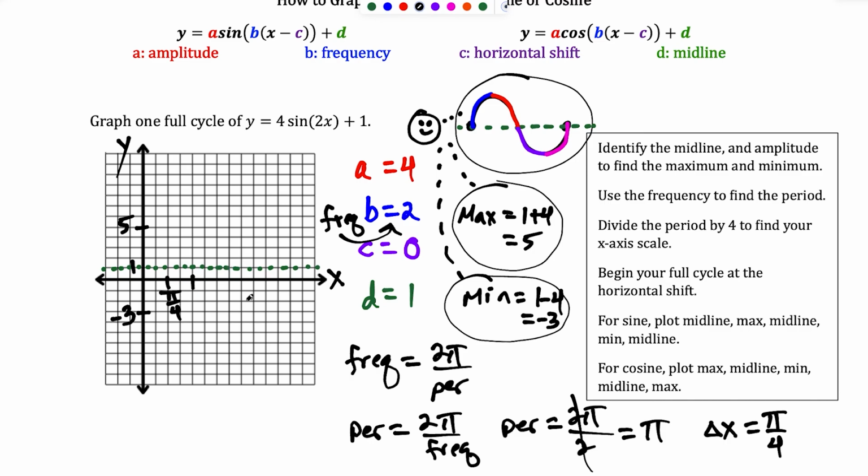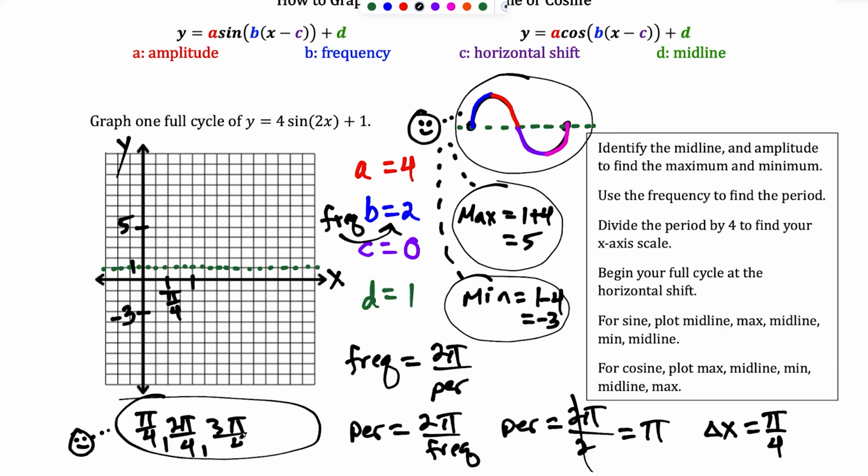And a nice way to think about this, so I'll put another thought bubble over here. If I'm counting by pi over 4, I go, okay, 1 pi over 4, and then next would be 2 pi over 4, then 3 pi over 4, and then finally 4 pi over 4. And notice the last one, 4 pi over 4 just cancels to pi, which matches the period.